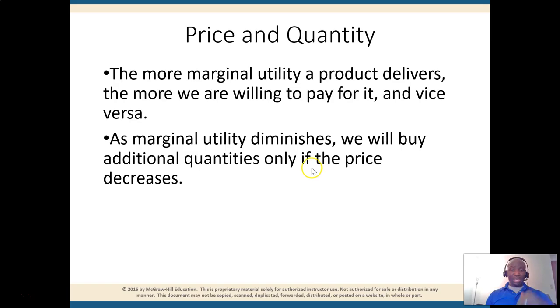As marginal utility diminishes, we'll buy an additional quantity only if the price decreases. Because you're getting less satisfaction, you're not going to pay the same price. If you eat a pizza, the first pizza you're hungry, you want to pay the full price. But the second pizza you say, listen, I'm full. I'm not interested, but if you want to give it to me, you have to cut the price down. So that's what this is saying.